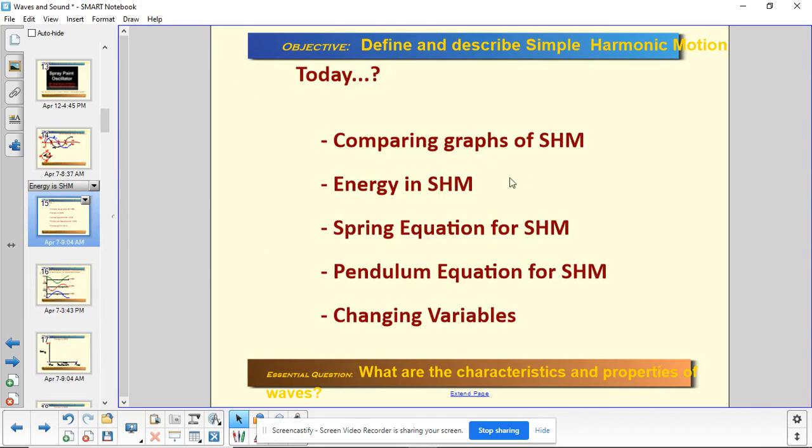What else are we going to do? We're going to talk about energy in simple harmonic motion. That's pretty quick, pretty straightforward, but it's something that AP wants you to be aware of and be able to articulate. Then we're going to see a couple of equations that go with simple harmonic motion, one involving springs and one involving pendulums. And then finally, if we have time, we're going to look at how these equations change as you change variables within them. Okay, so let's start off.